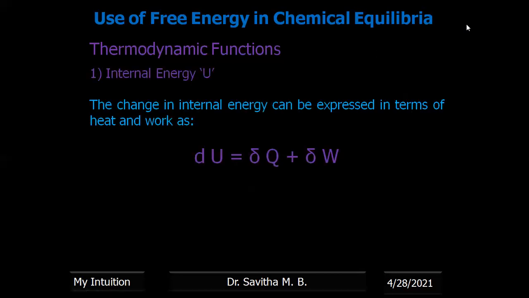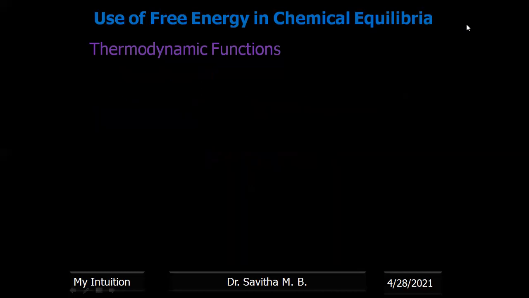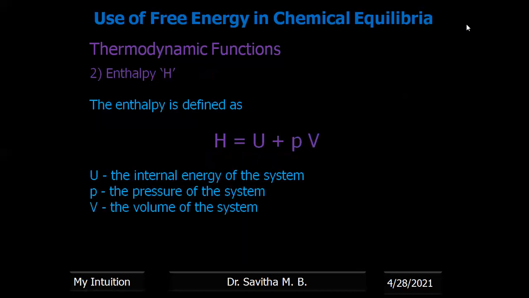First, coming to internal energy. The internal energy is the energy possessed by a system, and the change in the internal energy can be expressed in terms of heat. The second one is enthalpy. Enthalpy is dependent on the internal energy and the pressure and volume of the system. The heat changes occur when there is a variation in the pressure and the volume.